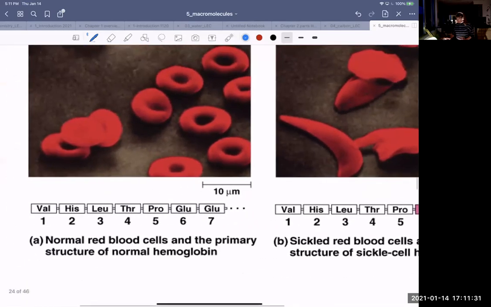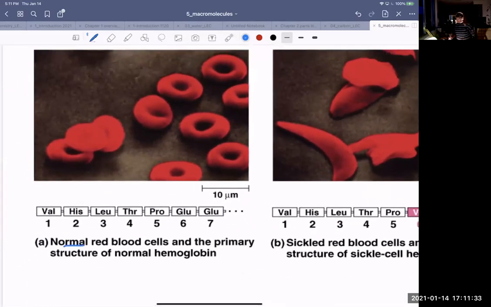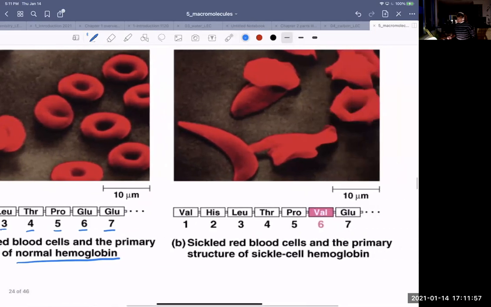So here, for example, are normal red blood cells, and the primary structure of normal hemoglobin. Of course, it's just a section. Here, valine, histidine, leucine, threonine, proline, glutamate, possibly. But what have we here? On position 6, we have a valine.